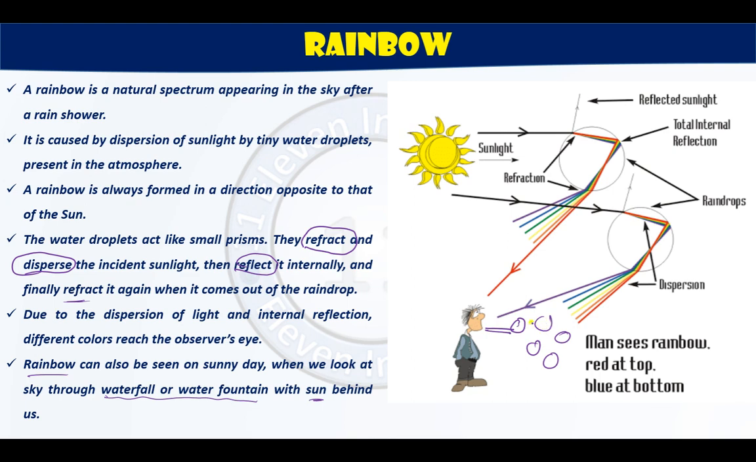Right? So what are these? These are nothing but water droplets. When light passes through them, we can again have an effect of rainbow inside them.